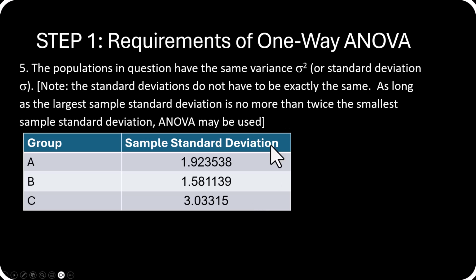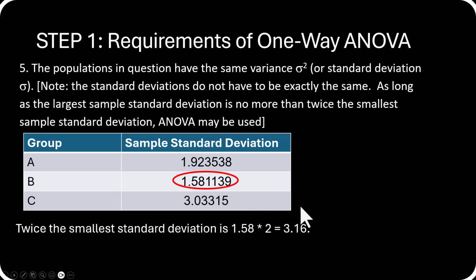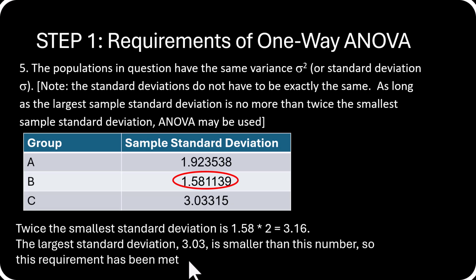Remember, our criteria is that we look at the smallest standard deviation. Clearly 1.58 is the smallest among these three. If we take twice that, we get about 3.16. And our largest standard deviation, which as you can see here is 3.033, is smaller than 3.16. So this requirement has been met.